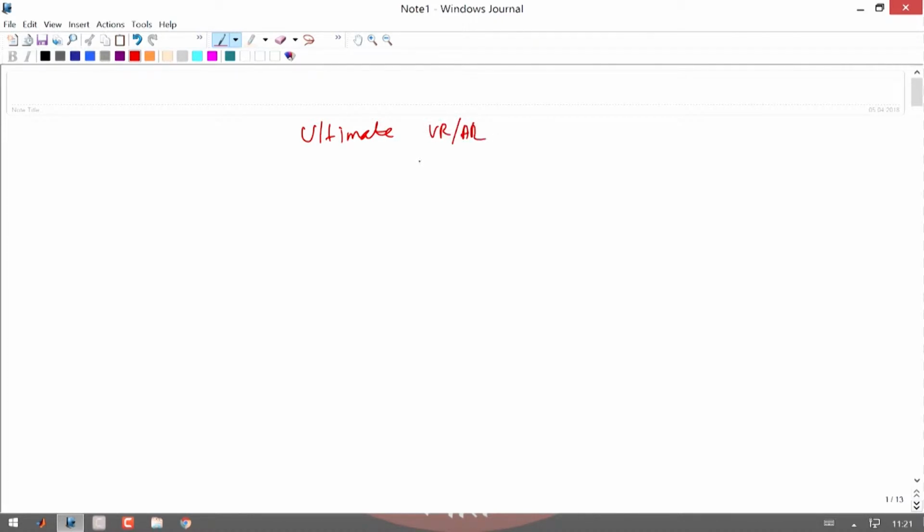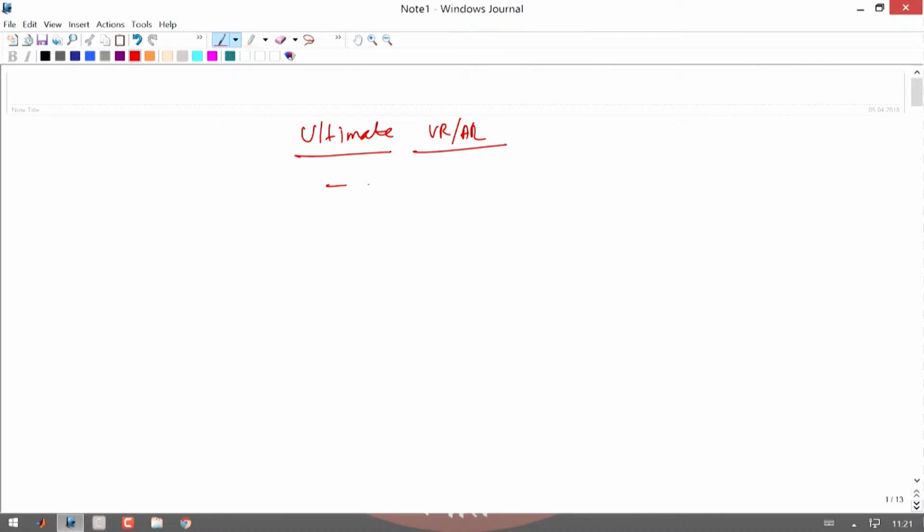So, what could be the ultimate VR AR? Ultimate in the sense that there is nothing better than this particular AR VR system. It's just a futuristic system. It doesn't exist, but we want to think about it, right? What is required in the ultimate virtual reality or augmented reality system? In my definition, that is going to be without any gadgets.